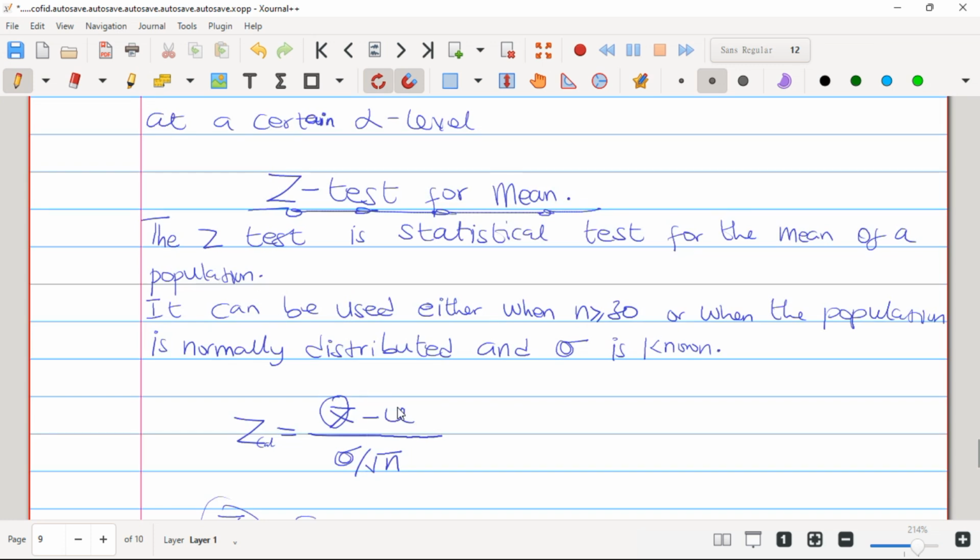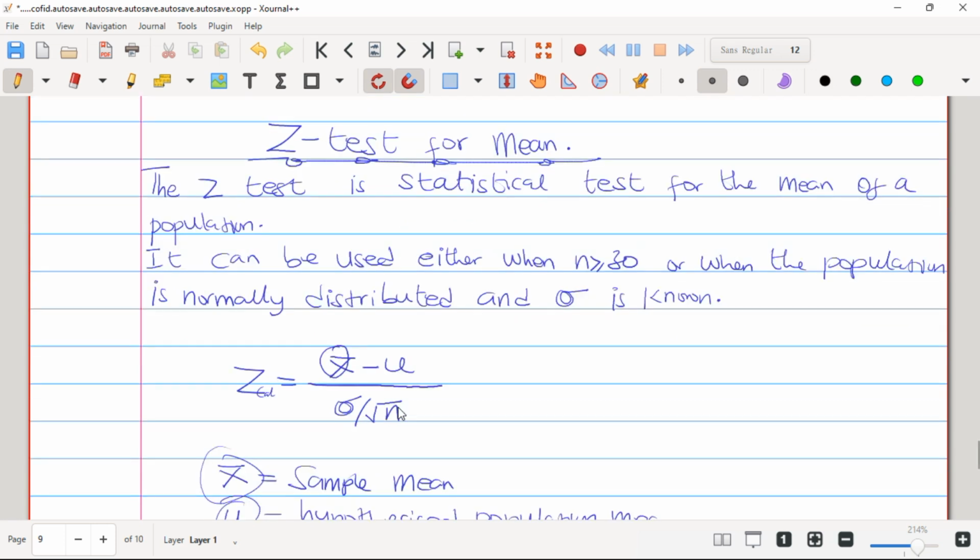Before we can solve a hypothesis test for a population mean, we have two things that we have to look at. We have what we call the Z test for the mean, and then the T test for the mean. We use the Z test for the mean when our population standard deviation is known and our n is greater than or equal to 30. We use this to construct the confidence intervals for the population mean. That's the same idea that we are going to use to construct the hypothesis testing for the population mean.